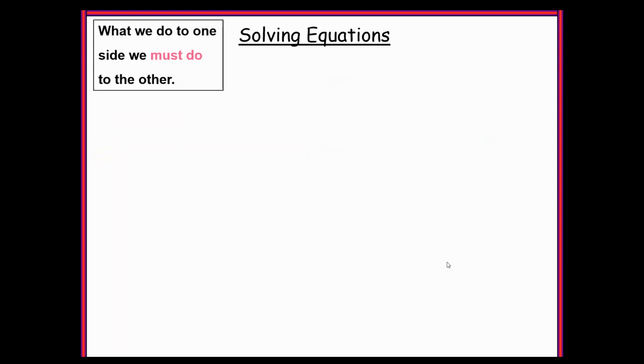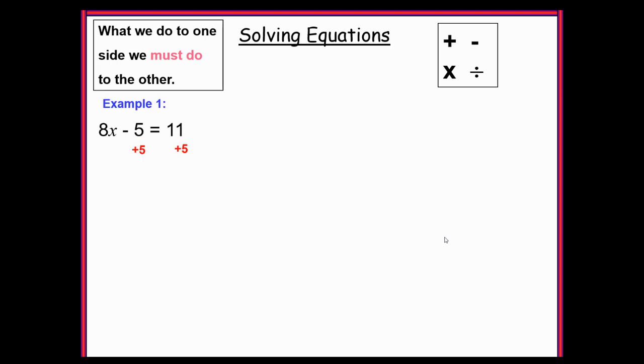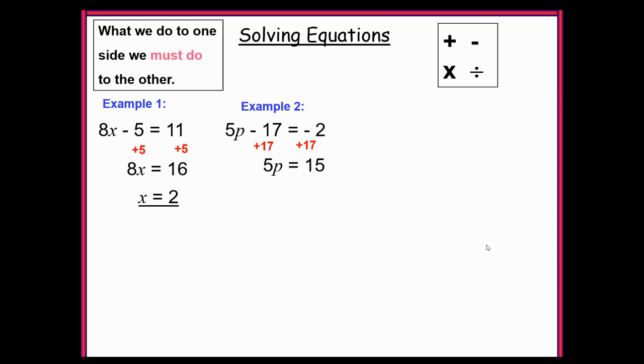What do we do to one side? We must do to the other. So if we say add, then we know we subtract to the other. If we say times, then we'll divide. So here, if we have minus 5, we will add 5, and that will give us 8x is 16. How many 8's? 2. If you see minus 17, add 17. Be careful about this. 17 take 2 is 15. How many 5's? 3. Add 7, take 7.